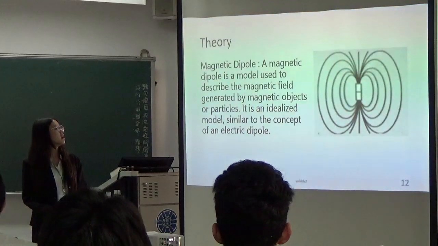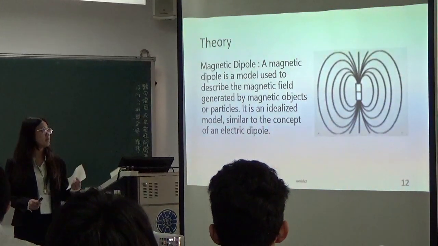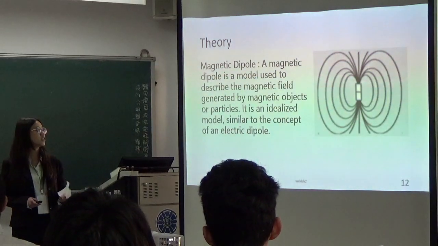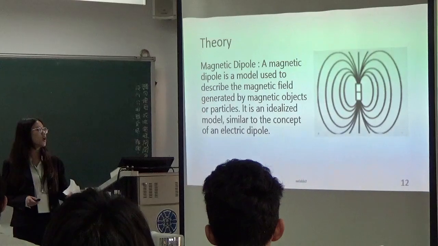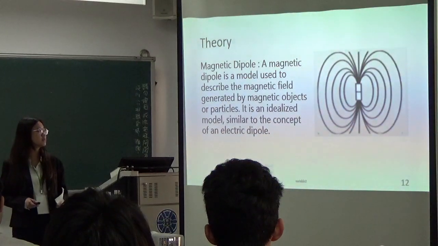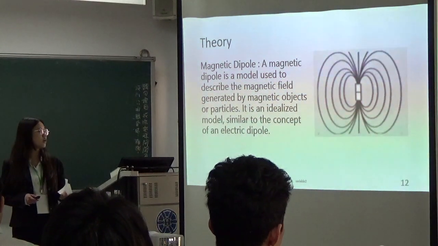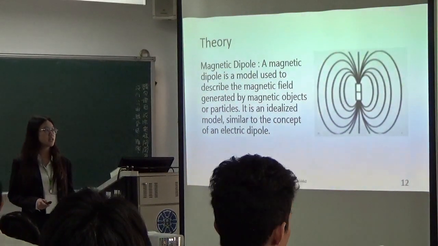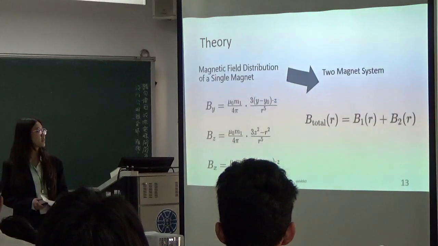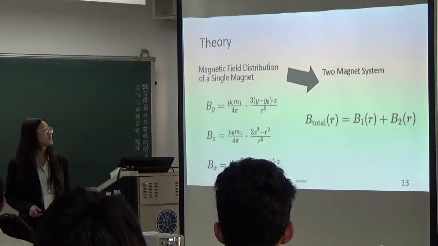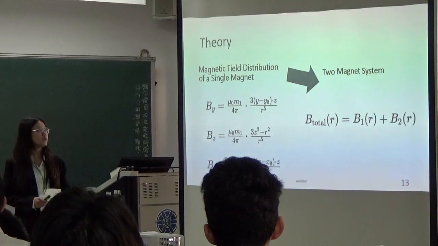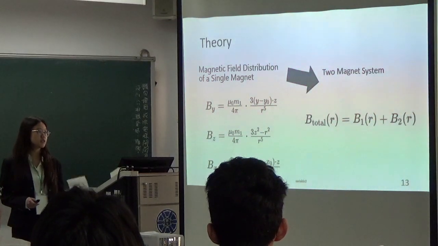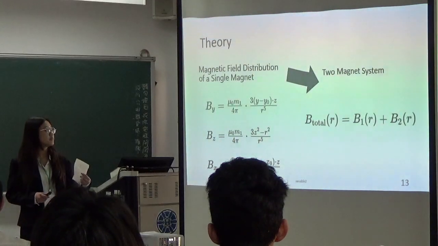For the theory, I use the magnetic dipole. A magnetic dipole is a model used to describe the magnetic field generated by a magnetic object or particle. This is an ideal small magnet, similar to an electric dipole, and it makes it easier to understand what I'm doing. This is the magnetic field distribution of a single magnet. If you want the two-magnet system, just add the fields together.